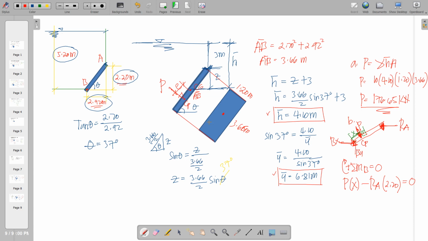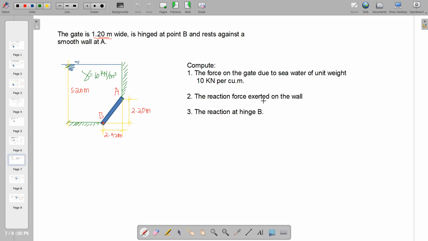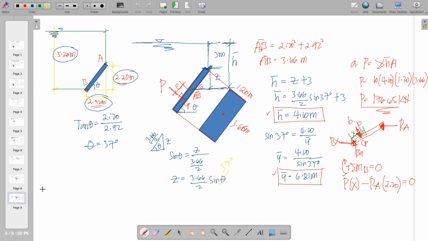So in here, we know this one. We still have to compute for x, and we also want to get the smooth reaction at wall A. So the second unknown is the reaction force exerted on the wall. So as we can see here, this is the gate.